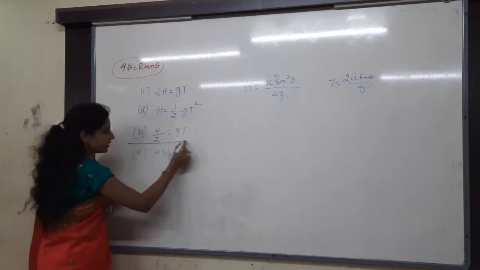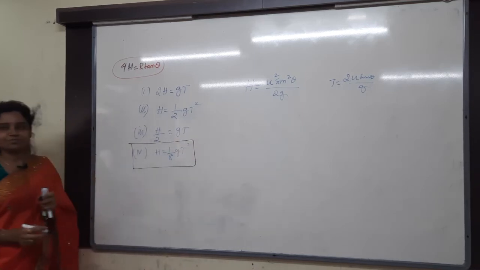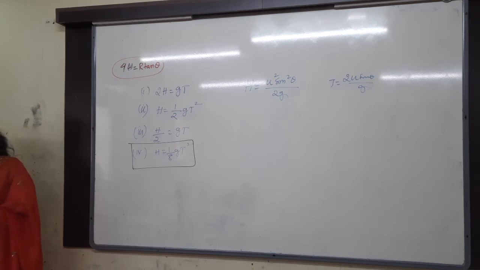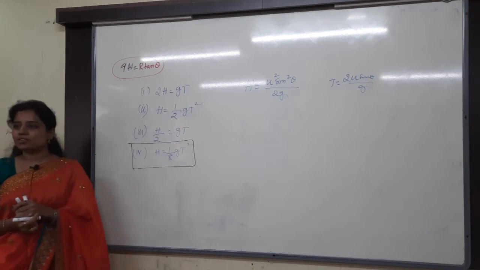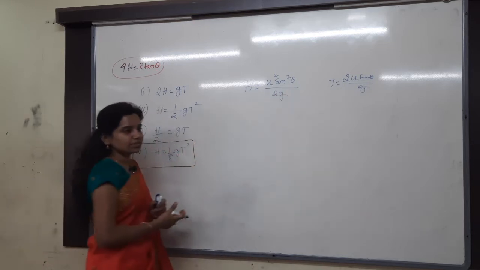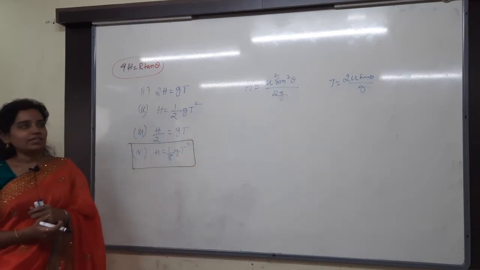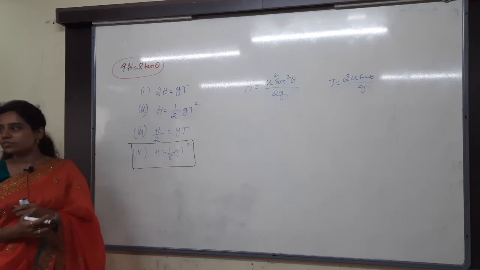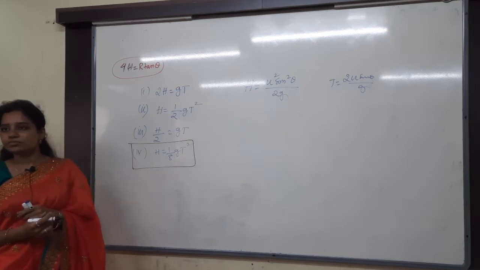H is equal to 1 by 8 g T square. Take H and then write in terms of T, that's it, you will get the answer. Otherwise take T and then write in terms of H, whichever is comfortable, you can do.